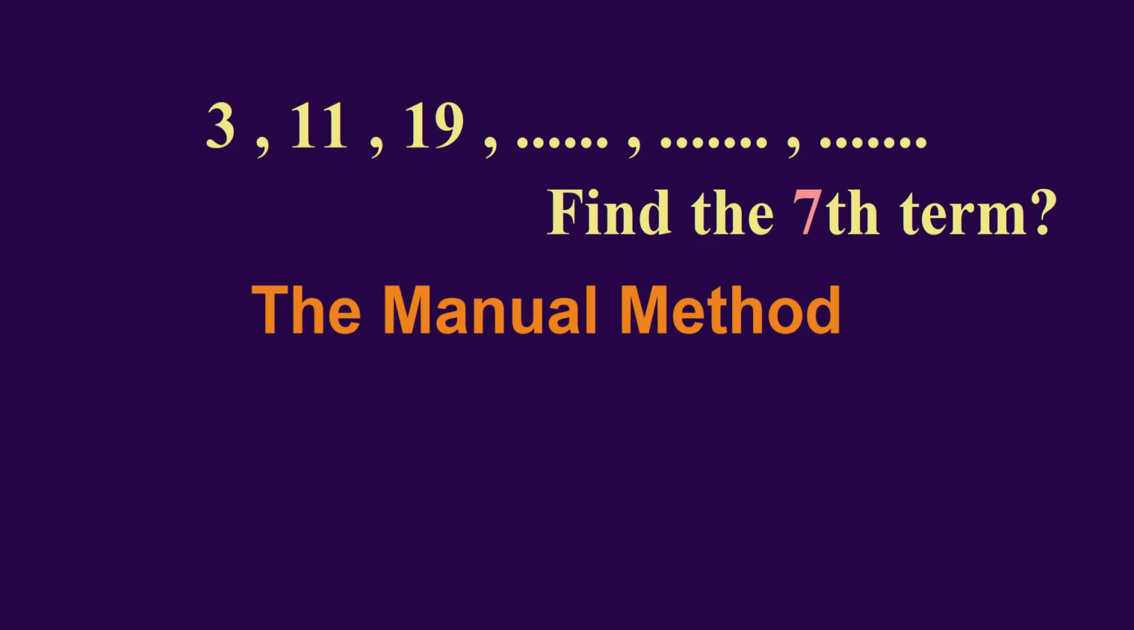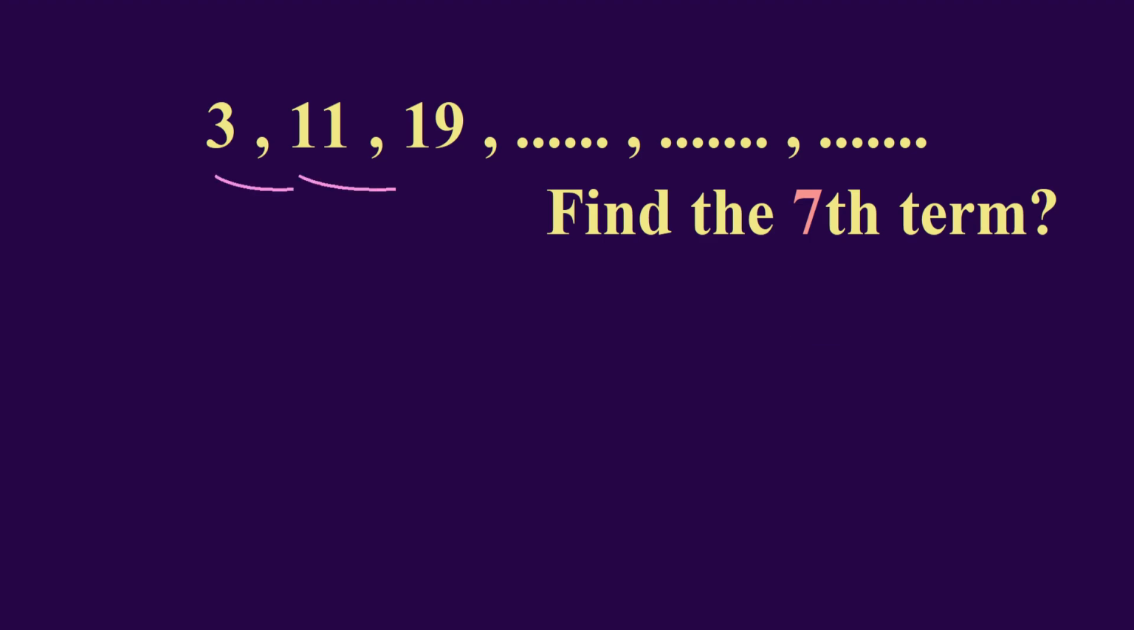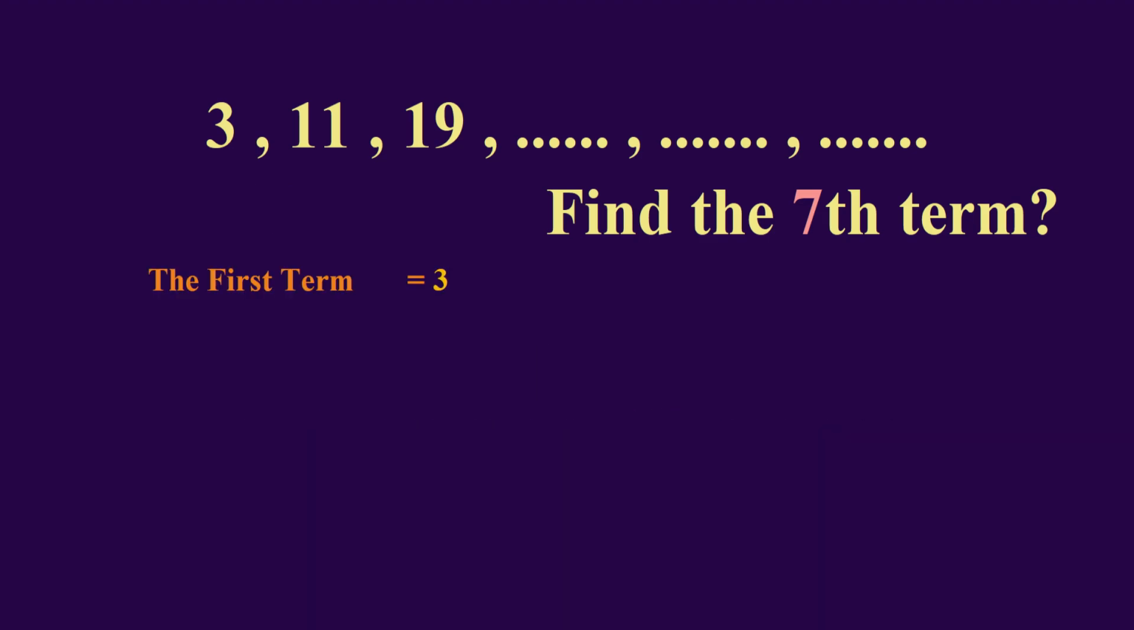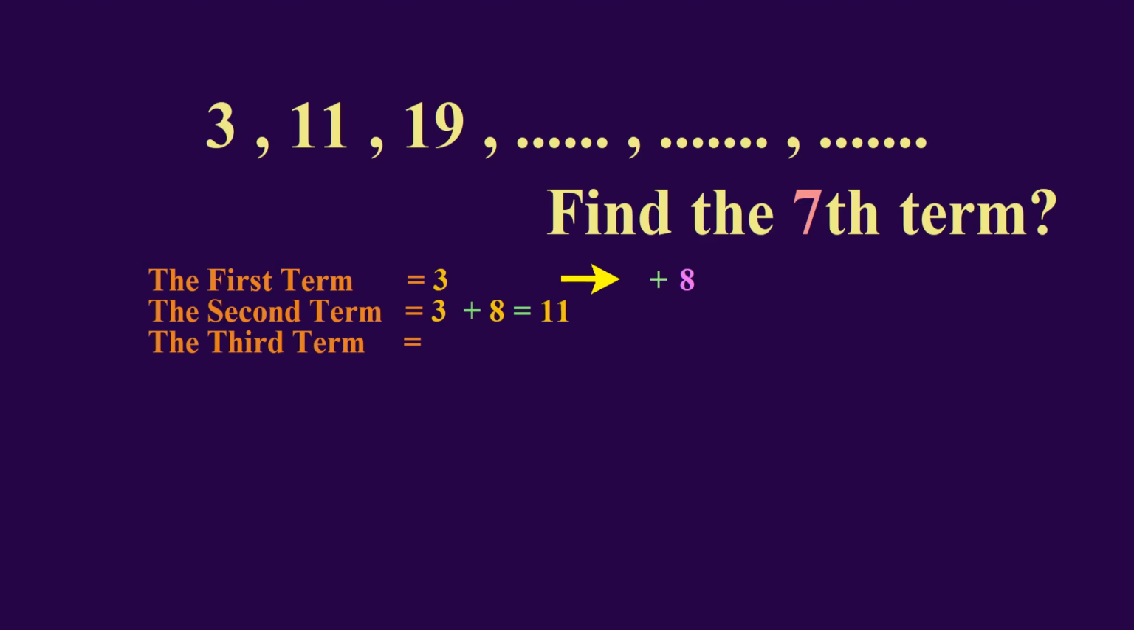Look at the problem. Since each term increases by 8 from the previous one, this 8 is called the common difference. The first term in the arithmetic sequence is equal to 3, and we can get the second term by adding 8 to the first term. So the second term is equal to 3 plus 8, which equals 11, and we can get the third term by adding 8 to the second term. 11 plus 8, which equals 19, and so on.